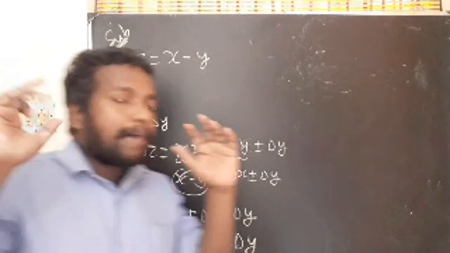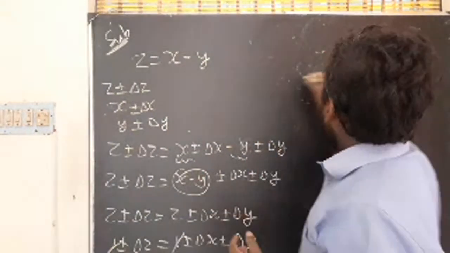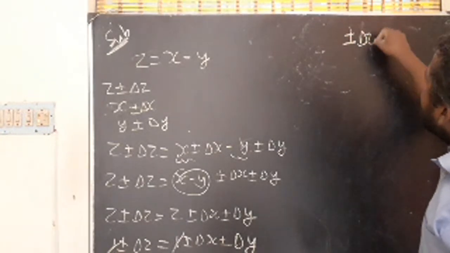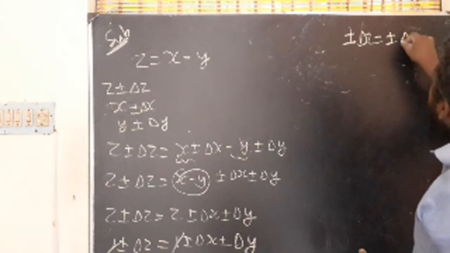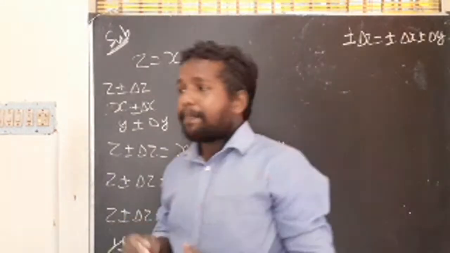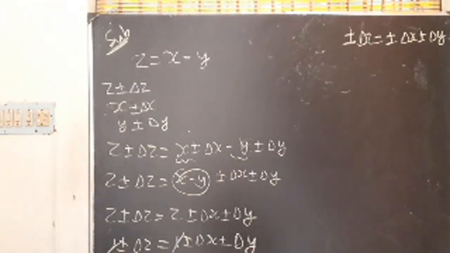When we are subtracting two numbers, at that time also you can add the errors. The final answer, the total overall error, can be plus or minus del x plus or minus del y. You can add both the errors. When we are subtracting, you can add both the errors, and you get the total error present in that particular place.